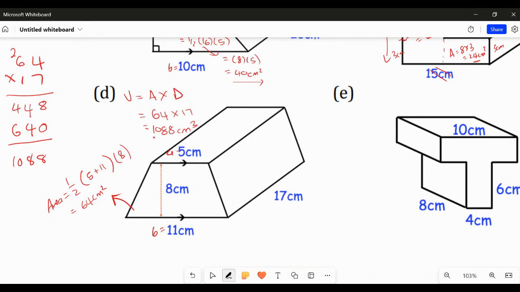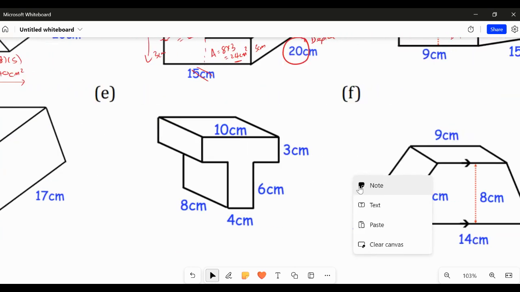Grab a calculator, make sure for these complex ones you can double check it somehow. So I'm double checking it now. Taking 64 times 17 comes to 1088. All right, moving on to the next one.